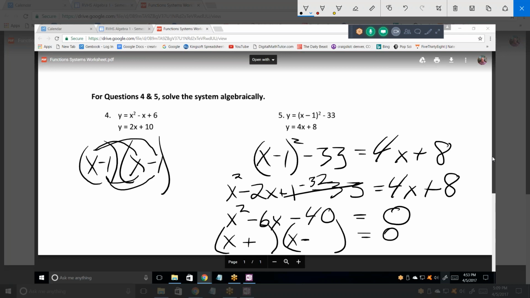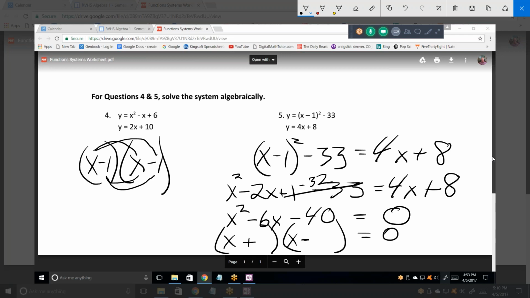Hold up, my computer's glitching. Everything's like frozen. That's no good. What in the world? Oh no, we're good now.